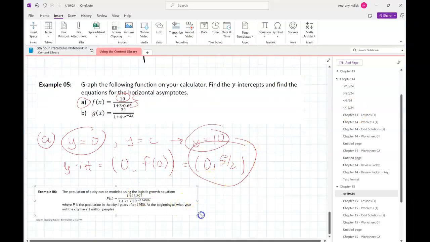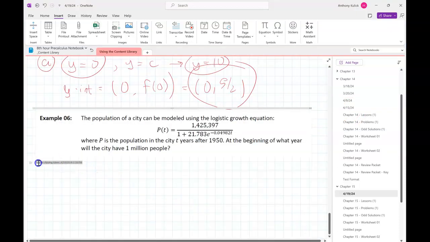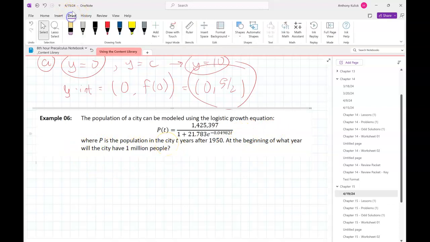All right, one more logistic example, and then we're on to the next thing. So here we're told the population of a city can be modeled using the logistic growth equation P of t equals yada, yada, yada, where P is the population of the city t years after 1950. At the beginning, notice there, the beginning of what year? Will the city have a population of 1 million people? So here the model is already constructed for us. So step 1 doesn't need to be completed. All I need to do is solve this for P of t equals 1 million.